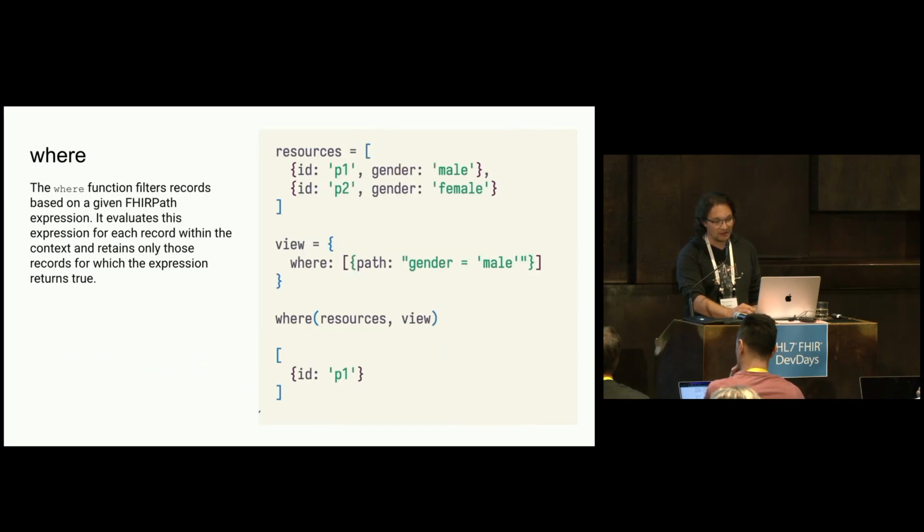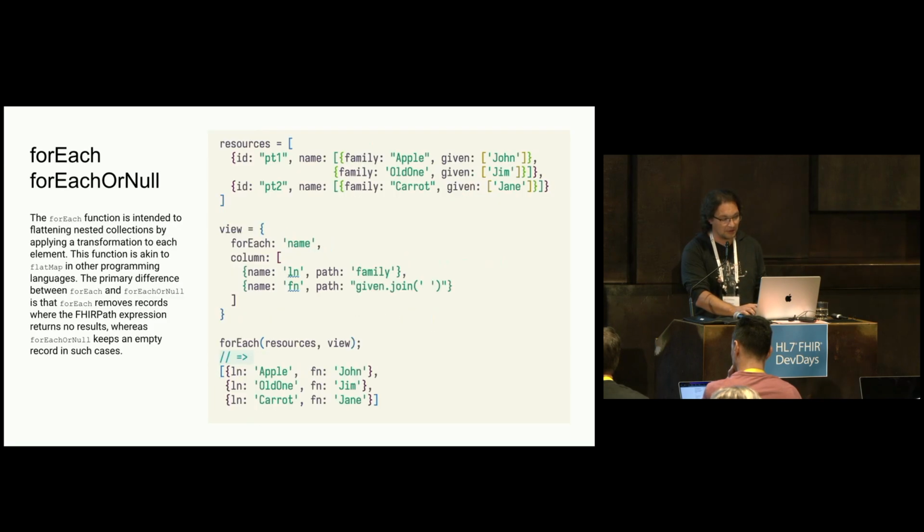The where function is quite simple. We're just going to filter resources by a FHIR path expression. The FHIR path expression should return a Boolean result. The forEach is essentially the unnest function. This function gets a FHIR path expression, then iterates over each result of this expression and produces, for example, columns. All these functions can be combined, so you can nest one forEach into another forEach, and you can nest columns into forEach, and so on. So I think it's quite straightforward.